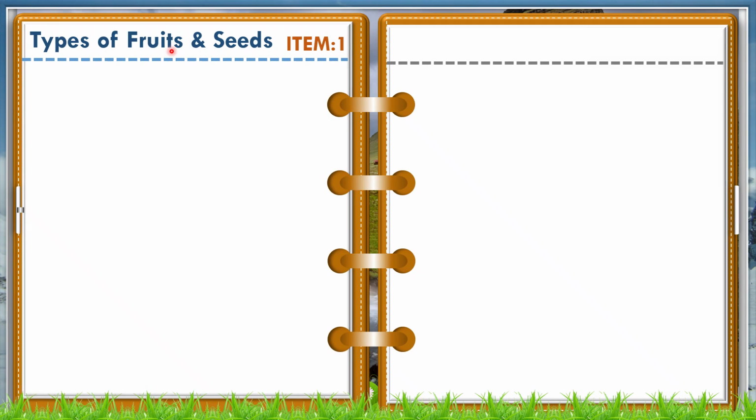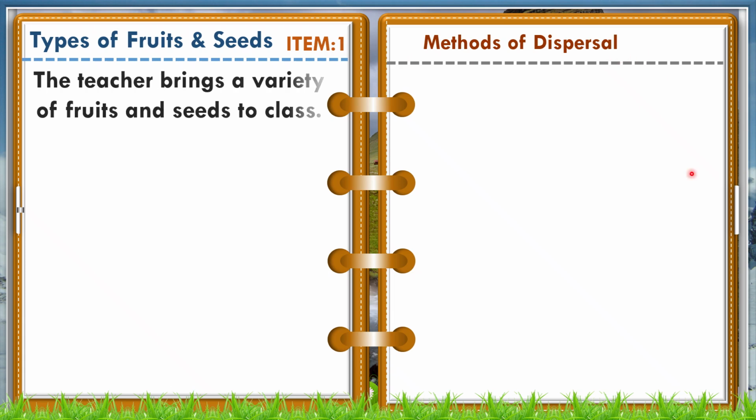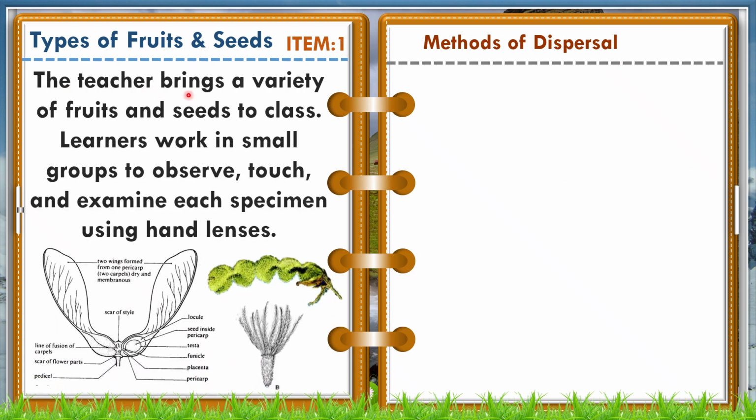Types of fruits and seeds. Item 1. Let's look at the methods of dispersal. The teacher brings a variety of fruits and seeds to class. Learners work in small groups to observe, touch, and examine each specimen using a hand lens.